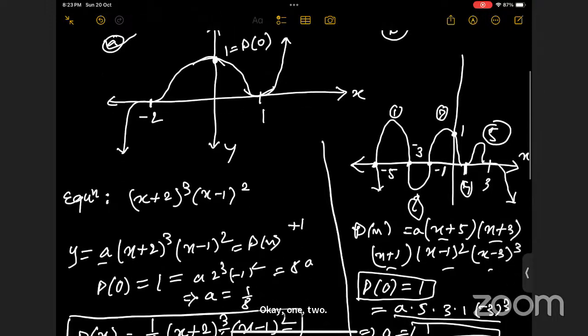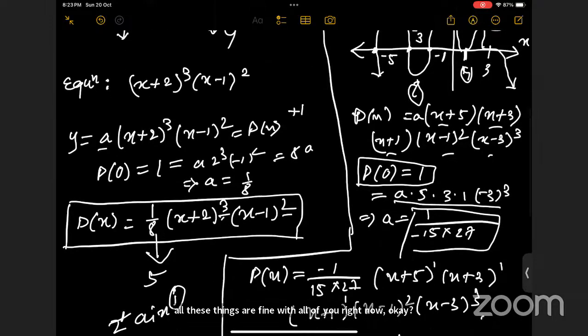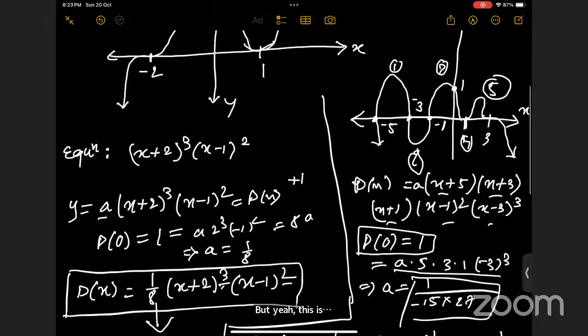So all these things are fine with all of you right now. And if you have a problem, you can ask. But whatever I feel that you are now becoming comfortable with all these things, right? Yes, ma'am. The questions will be asked like this. I'm not guaranteeing it, but yeah, this is important from the exam point of view.